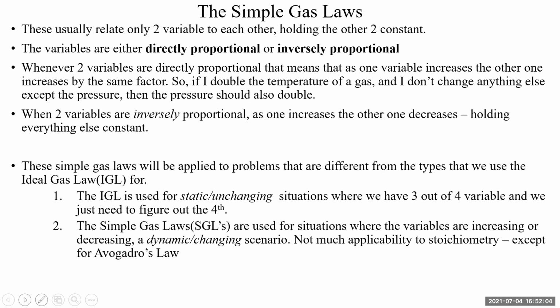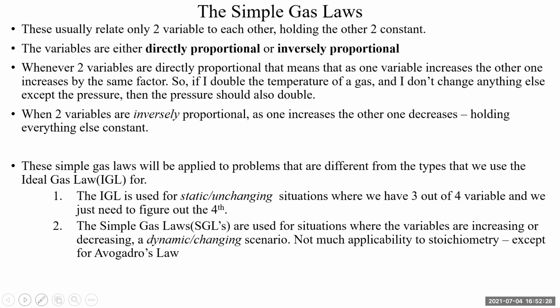Well, most of the simple gas laws, except for the combined gas law, relate 2 variables to each other at a time. That means that the other 2 variables, remember there are a total of 4 variables, the other 2 variables that are not mentioned in the formula or in the law are assumed to be kept constant. That's the only way that the law holds true.